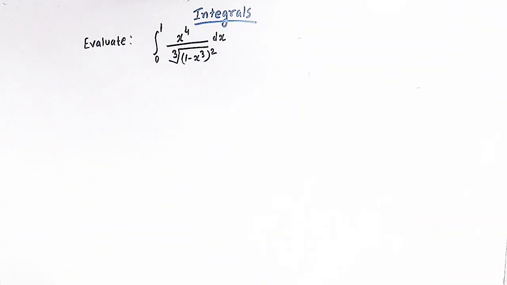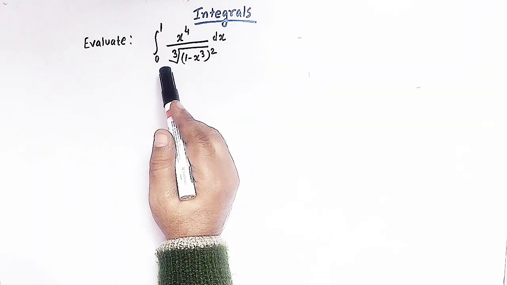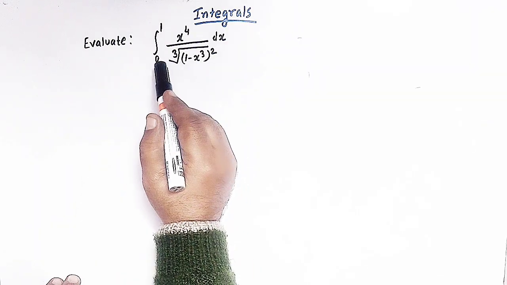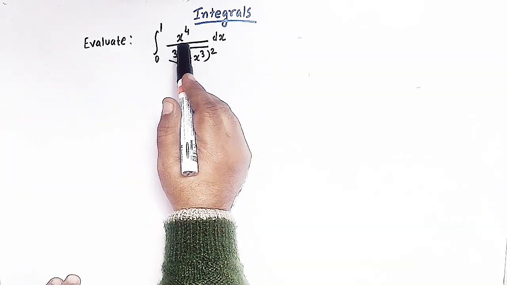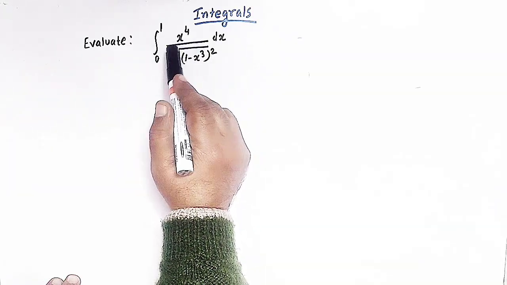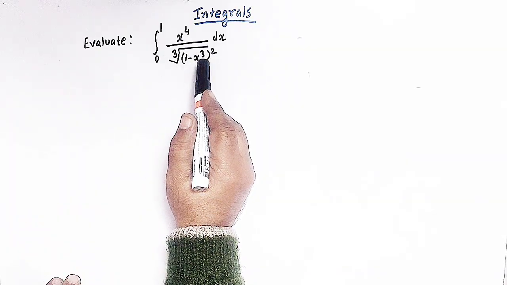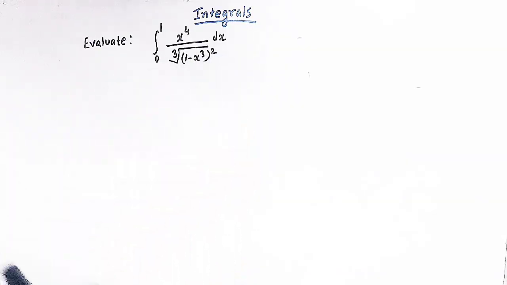Hello viewers, in today's session we are going to discuss another important problem from beta and gamma functions. And here once again we are going to apply the concepts of beta and gamma functions to evaluate this integral. So here we have to evaluate this integral from 0 to 1, and we have x raised to 4 divided by the cube root of 1 minus x cube square, right?